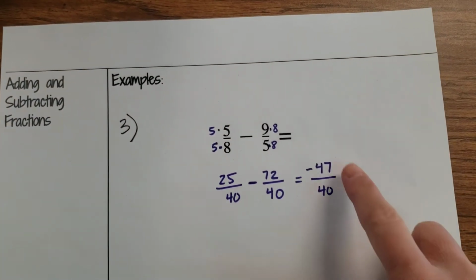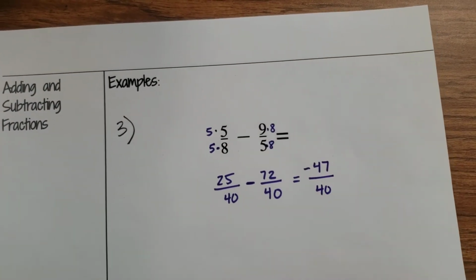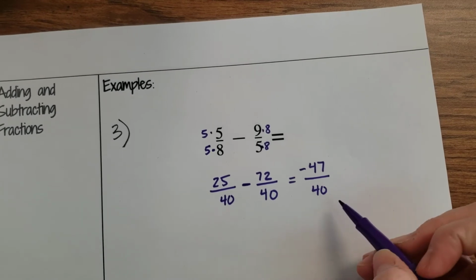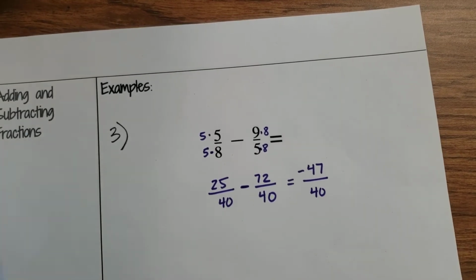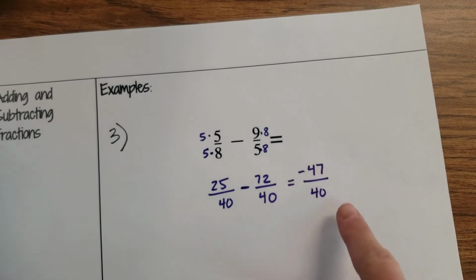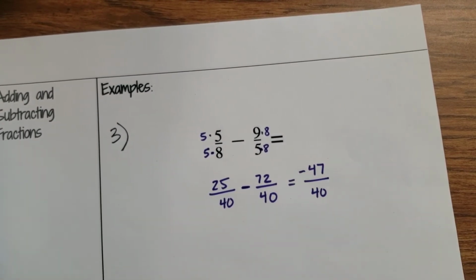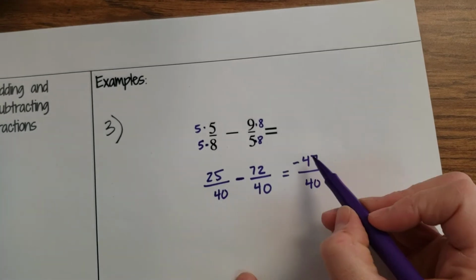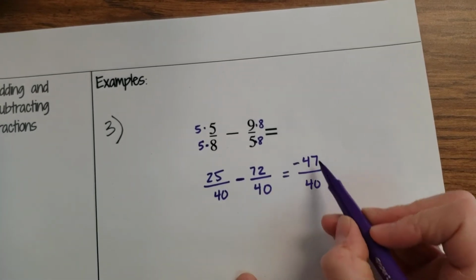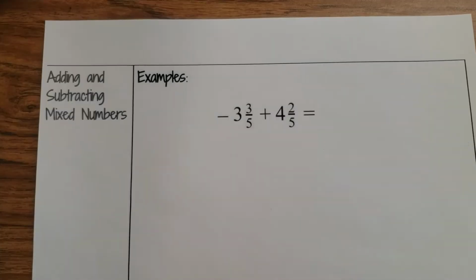So now I want to look and see 47 and 40. Is there a common factor that we can divide by? If you're not sure, you can always use your calculator and try a few numbers. Think about what you could divide a 40 by. Is there anything you can divide a 47 by that's common? And in this case, no. We're going to leave it improper. So negative 47 40ths. There we go.